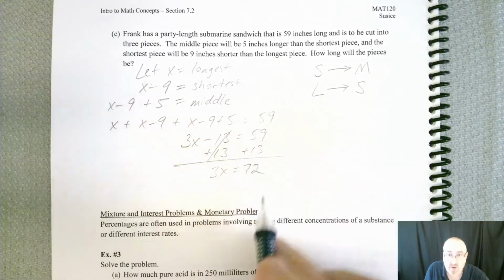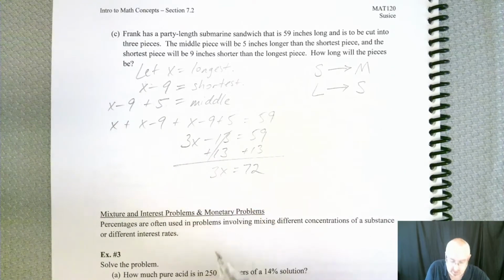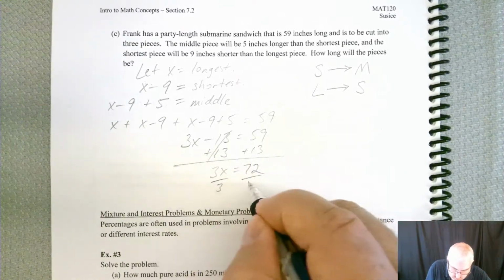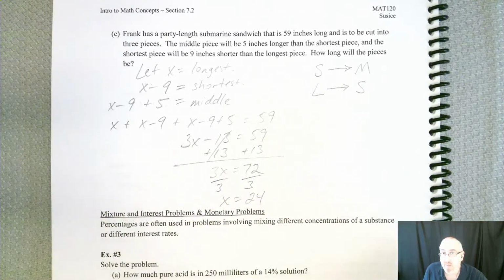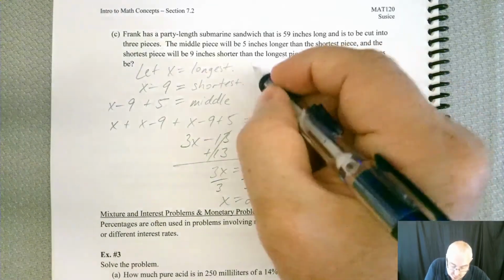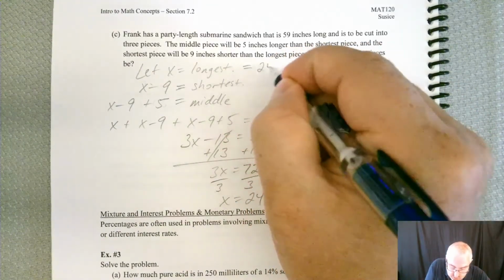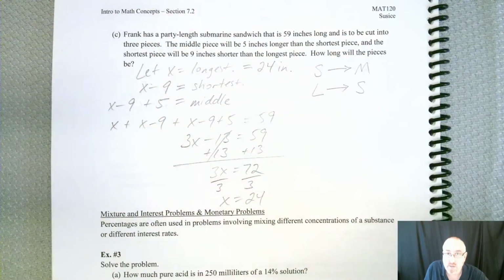So 59 and 13 is 72. Let's get rid of the 3 now. So x equals 24. So let's finish it off. Our longest piece is 24 inches.